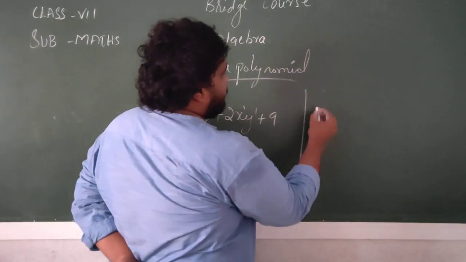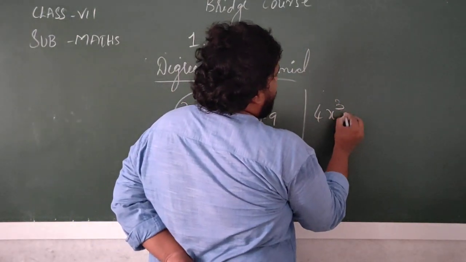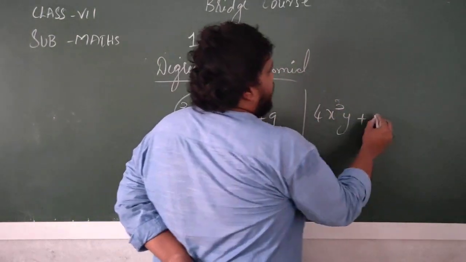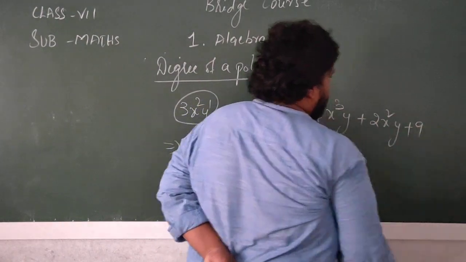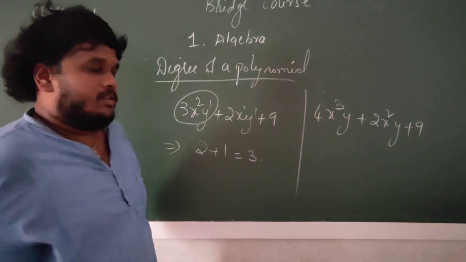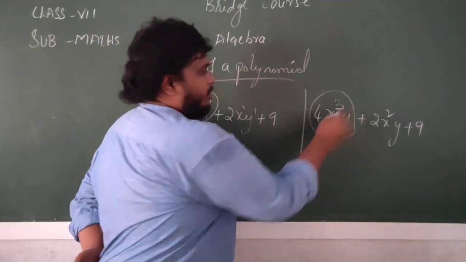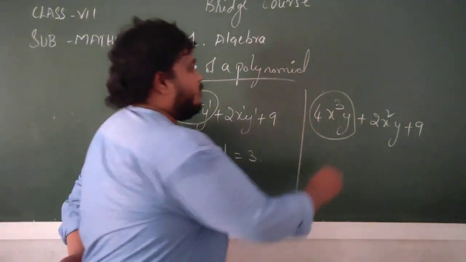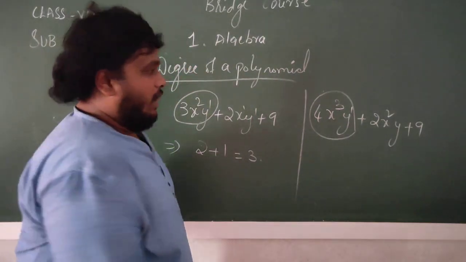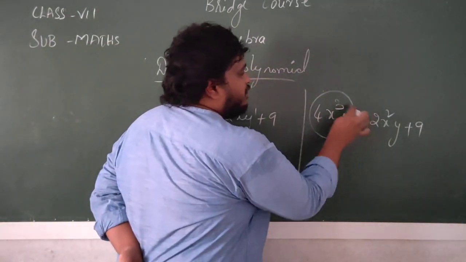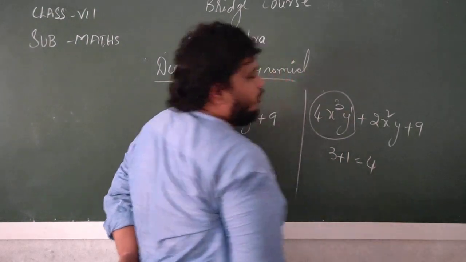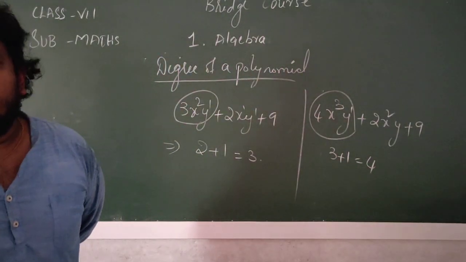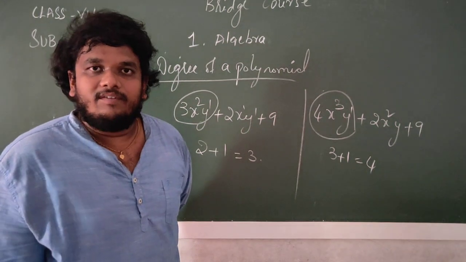For example, 4x cube y plus 2x square y plus 9. Now, you can see the highest in this term, isn't it? What is the power of y here? 1. So you have to add the powers of both x and y. That is 3 plus 1, which is 4. 4 is the degree of the polynomial. Is it clear for everyone?